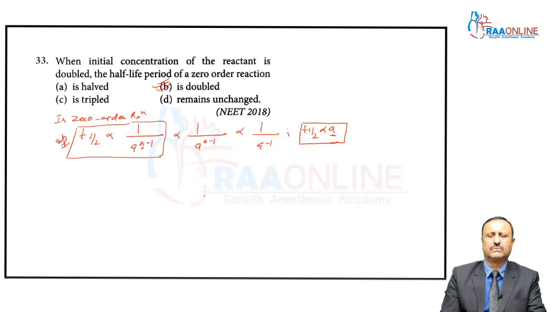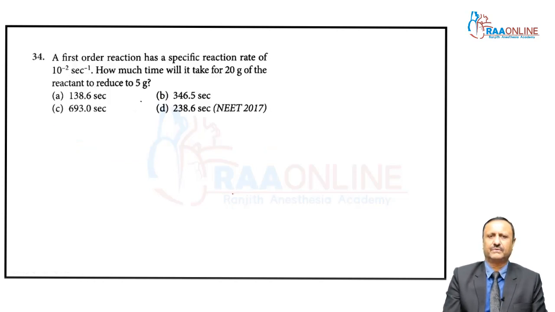This question also came in NEET 2018. My dear students, you can solve various types of questions in which the order of reaction is given, but you only need to remember this formula. Now, we can go to question number 34. A first order reaction has a specific reaction rate of 10 to the power minus 2 seconds. How much time will it take for 20 gram of the reactant to reduce to 5 gram?